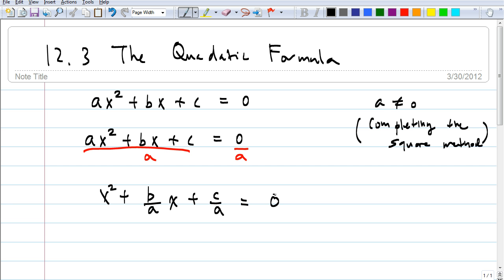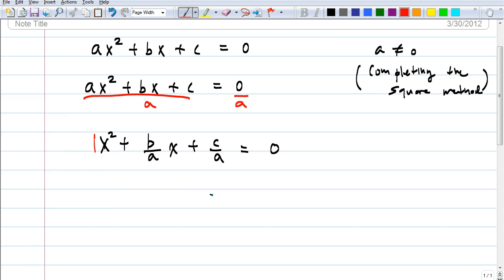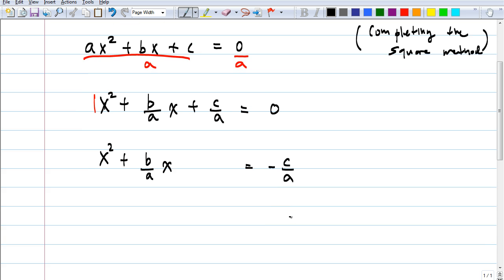Then what's my next step, Ali? You want to put the c on the other side. Yeah. Now that my coefficient is, what's my coefficient now? 1. We could move that over, because we want to make the left side a perfect square. Very good. So let's do that now. Everybody go ahead and do that as I do this too. x squared plus b over a x equals, if you subtract, you get negative c over a. And I left some space there because I know I'm going to need to add something to that space.